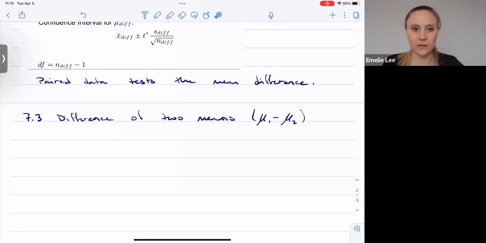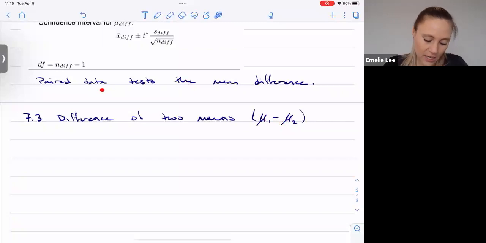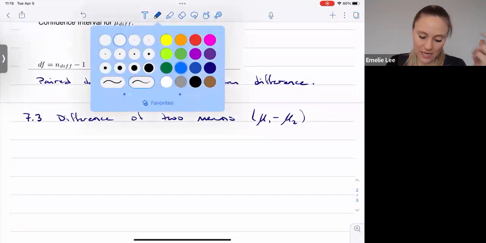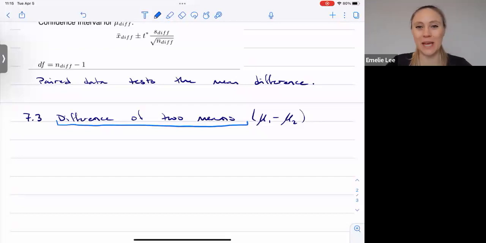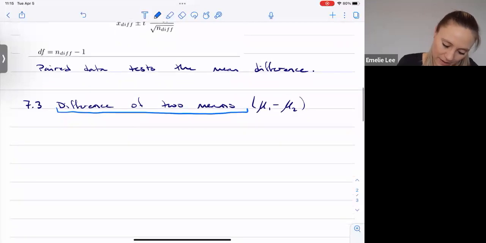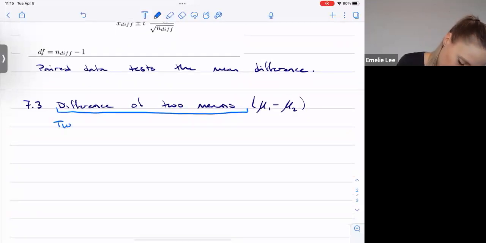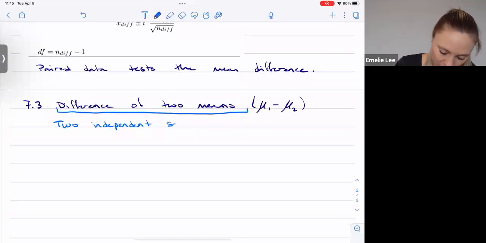Paired data tests the mean difference, the mean of those differences. Whereas now we're talking about the difference of two means. And I tend to call these, to emphasize, independent means. So two independent sample means.